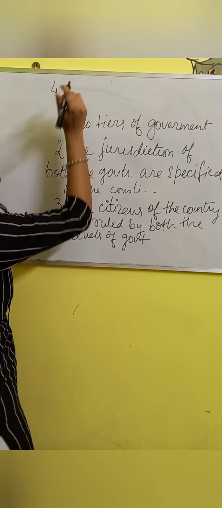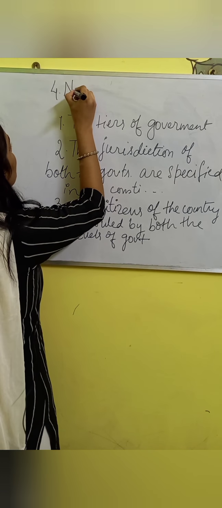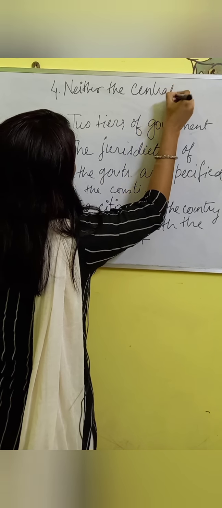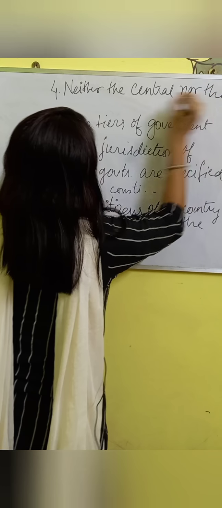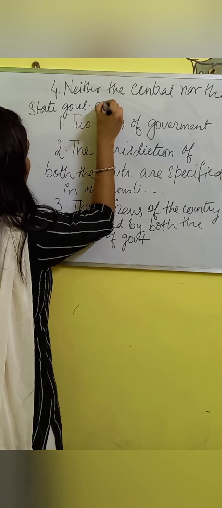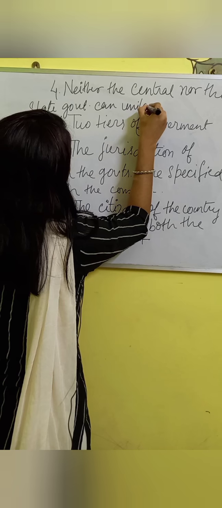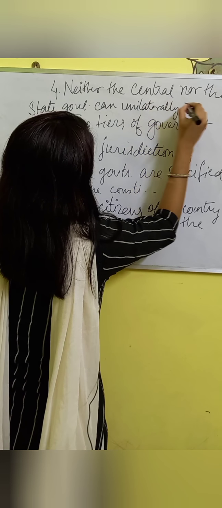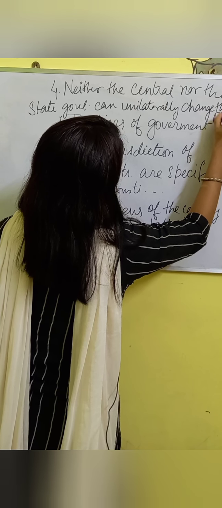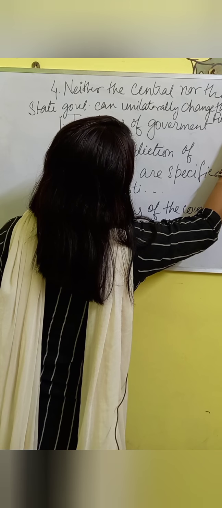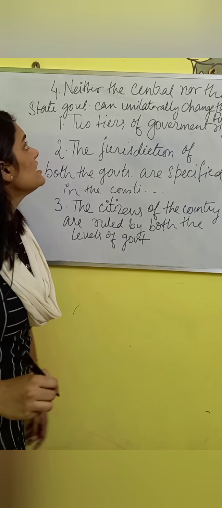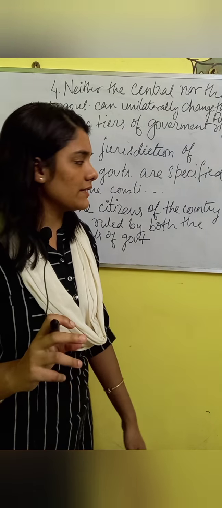So what is the fourth feature? Neither the central nor the state government can unilaterally change the fundamental rights. So this is the fourth feature of federalism.